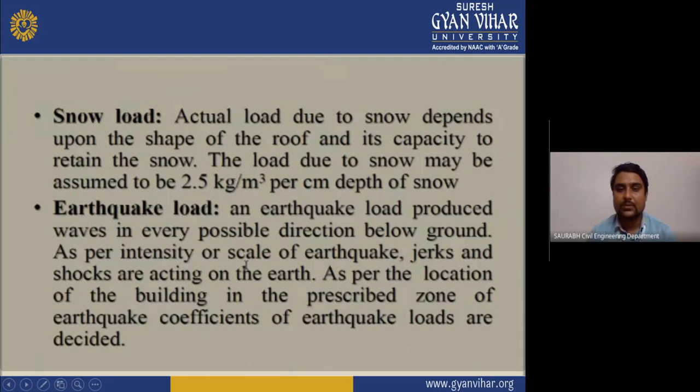Now come to the snow load. Actual load due to the snow depends upon the shape of the roof and its capacity to retain the snow. The load due to the snow may be assumed to be 2.5 kg per cubic meter depth of the snow.